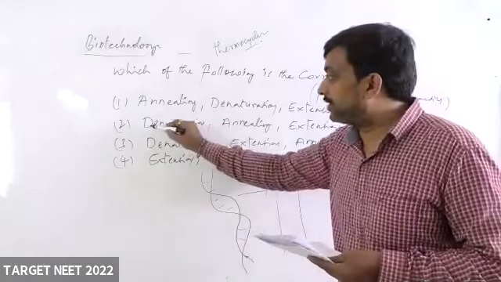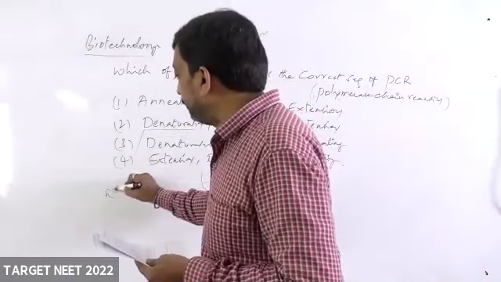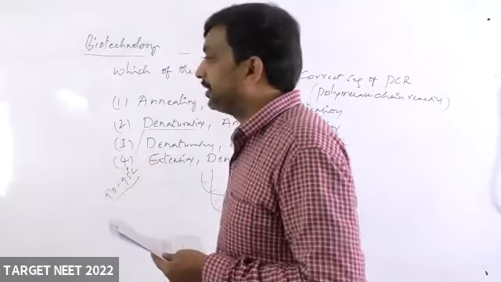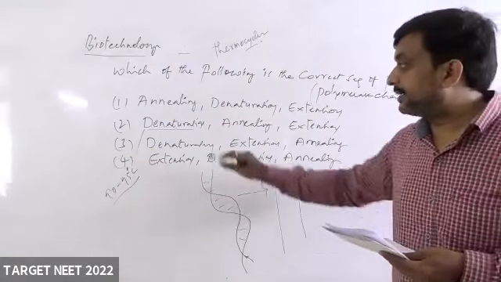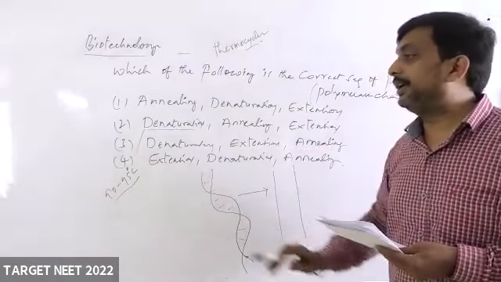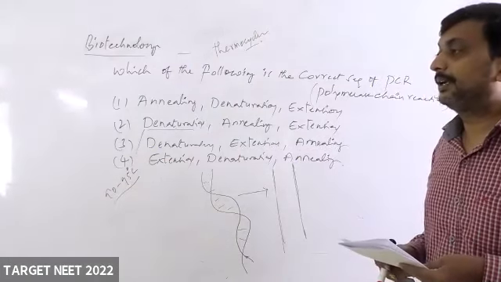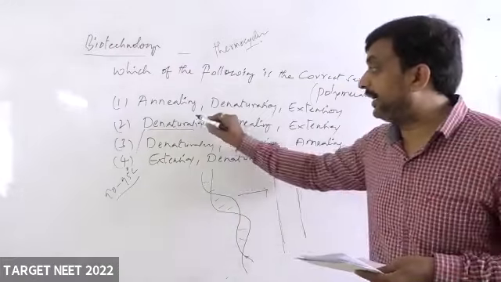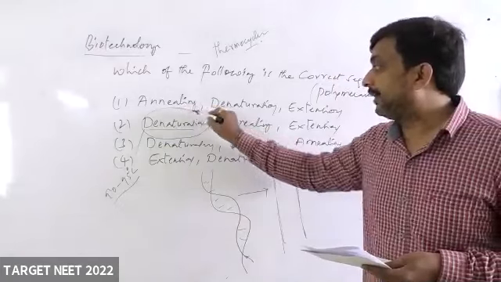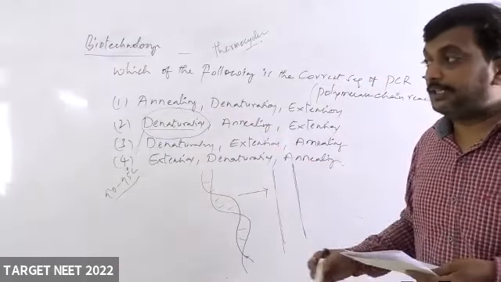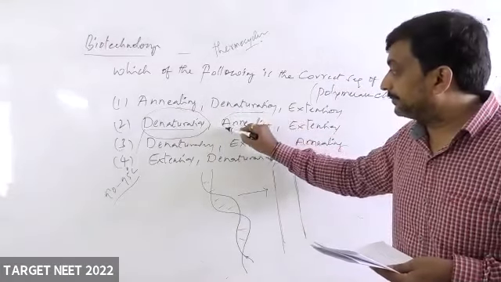In denaturation, a temperature of 90 to 95 degrees centigrade is generally applied in a PCR reaction, and at this temperature the double-stranded DNA molecule is converted into a single-stranded DNA molecule. This is the first step in PCR, denaturation. After the denaturation, the next step is called annealing.